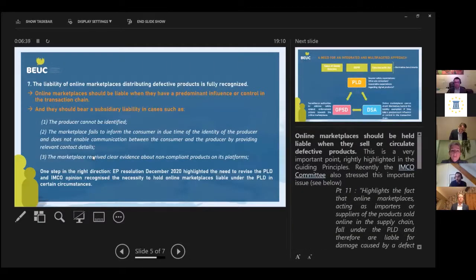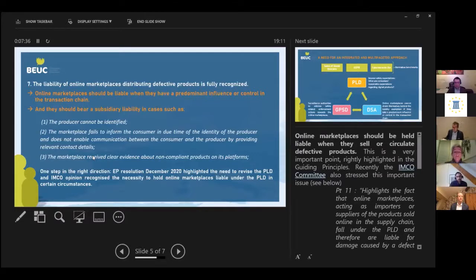And then regarding online marketplaces, we do think that there is a case to extend the liability to online marketplaces when they have a predominant influence or control in the transaction chain. In this regard, taking also inspiration from the case law in the US, it clearly shows that when a platform has such dominance or control over the distribution of goods, because they control everything from the logistics for shipping the goods to the payment method and after-sale services, there are different elements from which one can infer that this platform has a predominant influence, and therefore, to the eyes of the consumer, it's pretty much the same as a seller or a supplier.